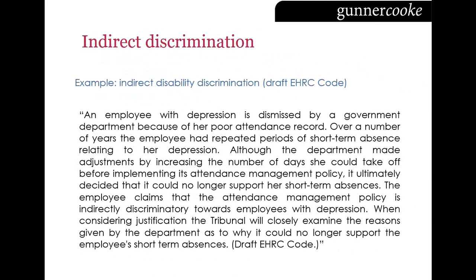So the employee claims that the attendance management policy is indirectly discriminatory towards employees with depression. And the employer will then have to justify the reasons why it can no longer support the employee's short-term absences. Now, I've included this, even though it was in the draft Equality and Human Rights Code, because it does highlight the difficulty of an indirect disability discrimination claim, because there might be room to argue that the adjustments to the trigger points that the employer has made here, because they have made an adjustment by increasing the number of days, means that that particular provision, criterion or practice applied to the disabled employee is not in fact the same provision, criterion or practice as would be applied to persons who do not have the disability, and so therefore the claim would not be made out.